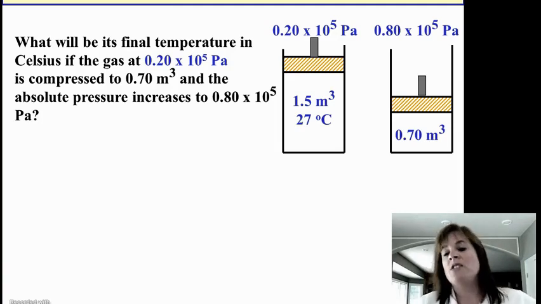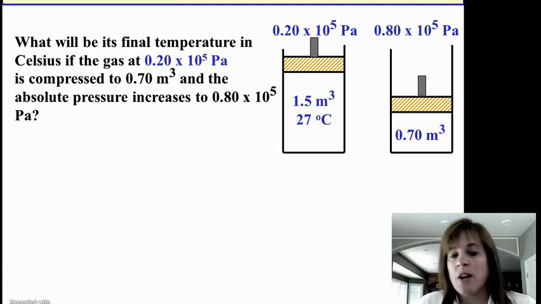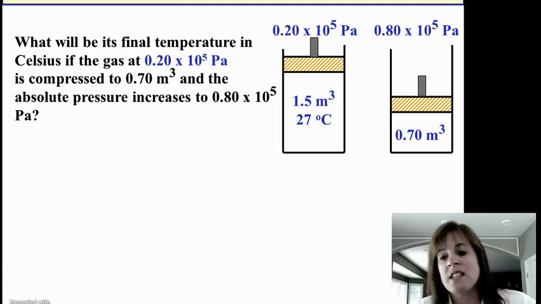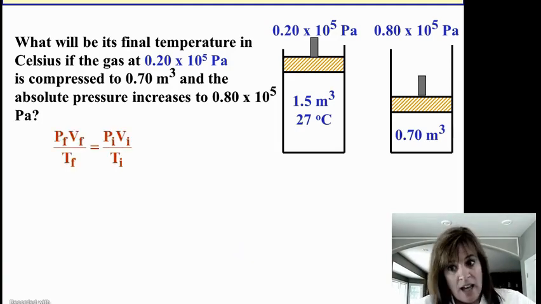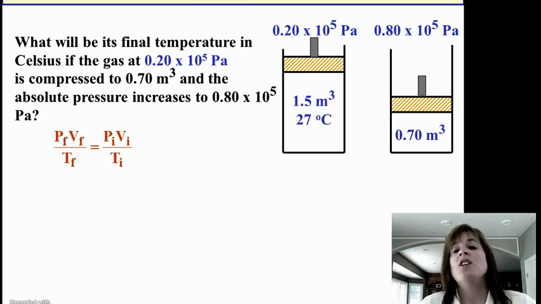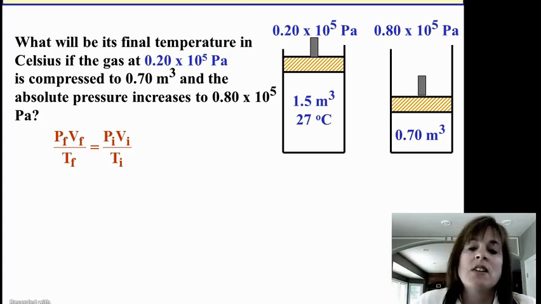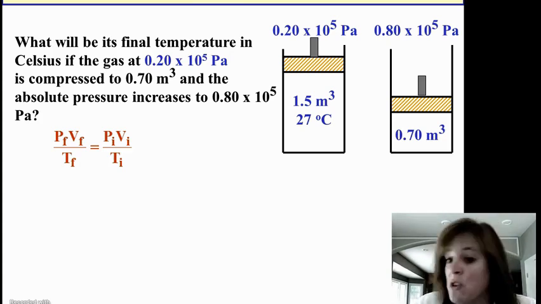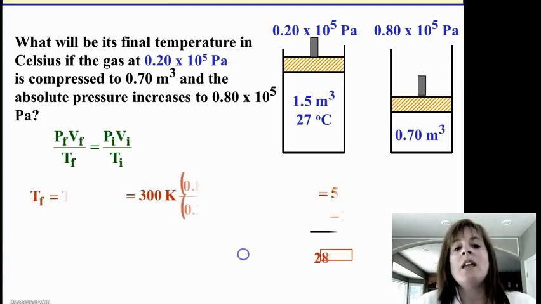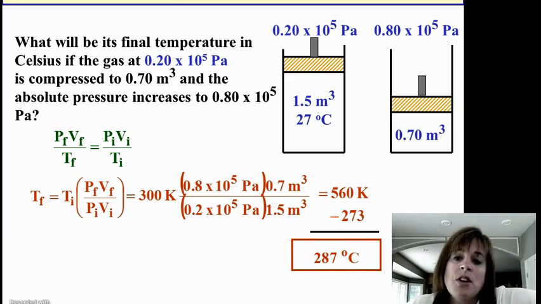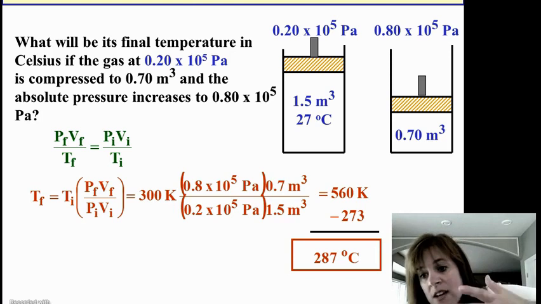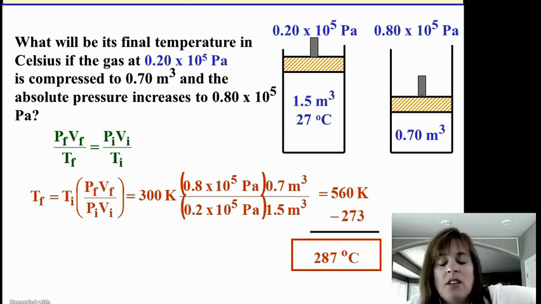Well, in this problem, we can just use the combined gas law. Pressure times volume over temperature in one condition has to equal pressure times volume over temperature at the other condition. Again, you have to work in Kelvin, so make sure that you add 273 to that 27 degrees before you do your math, or you're not going to get this right. Now, when we set it up and solve, you should have gotten a Kelvin temperature of 560. But I wanted it in Celsius, so now you have to subtract the 273, and you'll get 287 degrees Celsius.